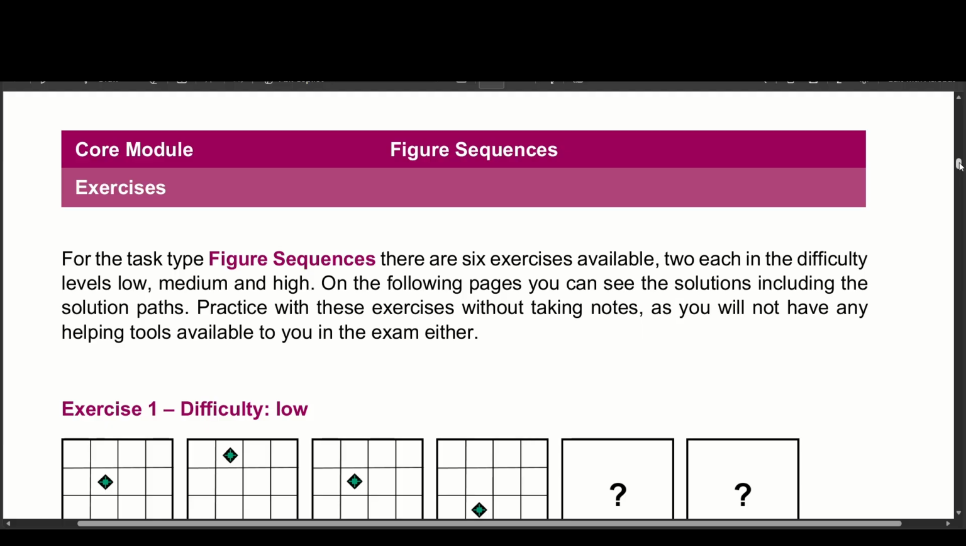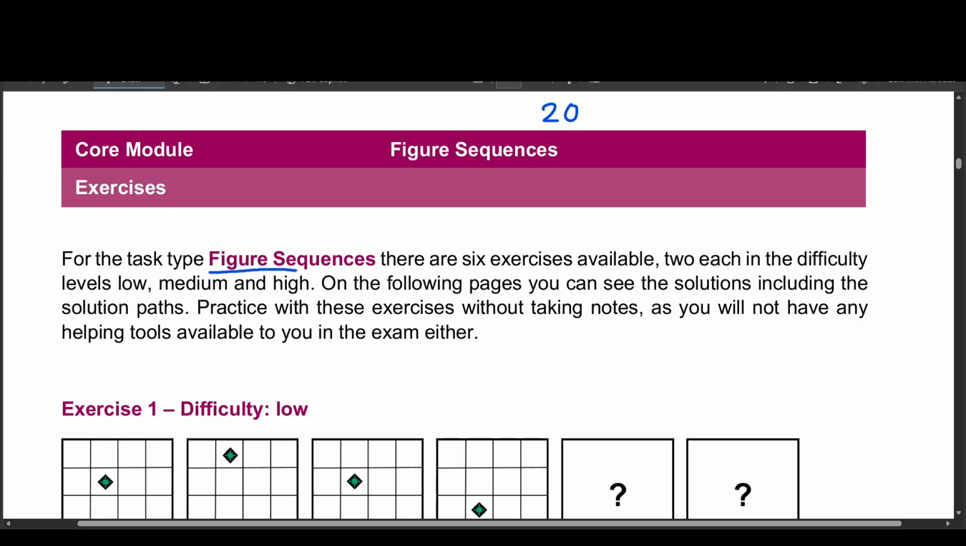So today we are going to continue with the official Dmat PDF for the core module. In the Dmat class 1 and 2 we have discussed some questions related to figure sequences, some rules, some basic questions and rules. And now we are going to discuss 6 levels of figure sequences questions. You are going to get at least 20 questions related to these sequences. So let's move ahead. What they are talking about here.